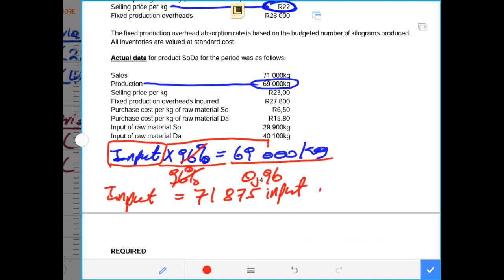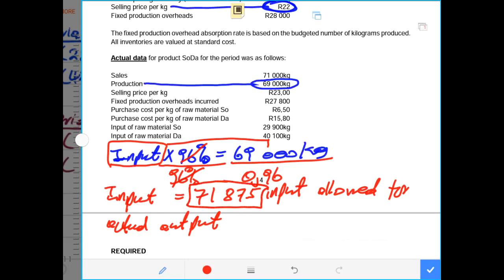Input allowed for actual output. Meaning the company needed 71,875 units of material or kgs of material to start with, in order for the company to get an output of 69,000, which is given to us here as production, which is our output or our yield.